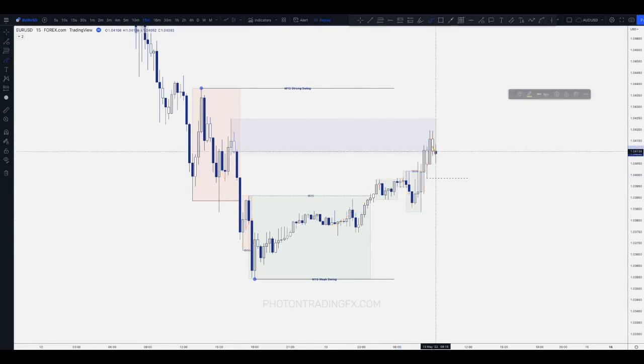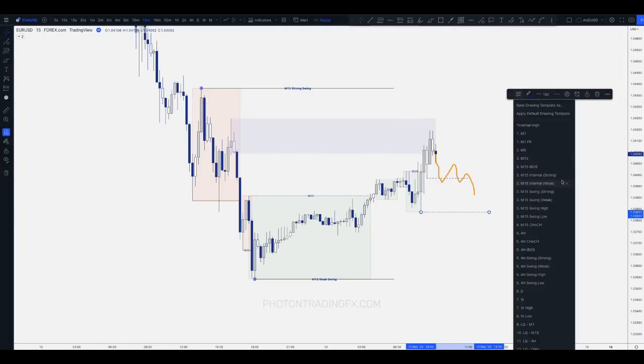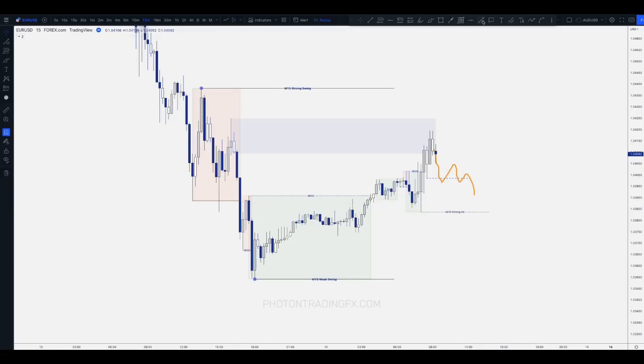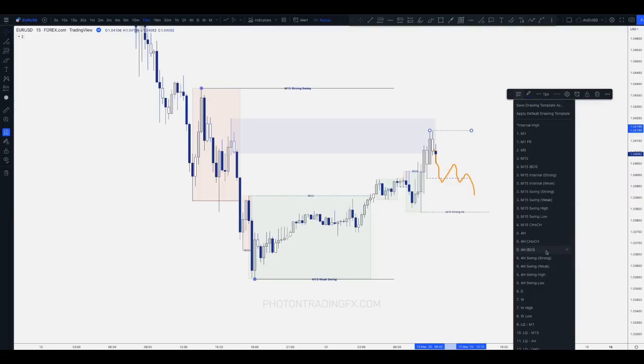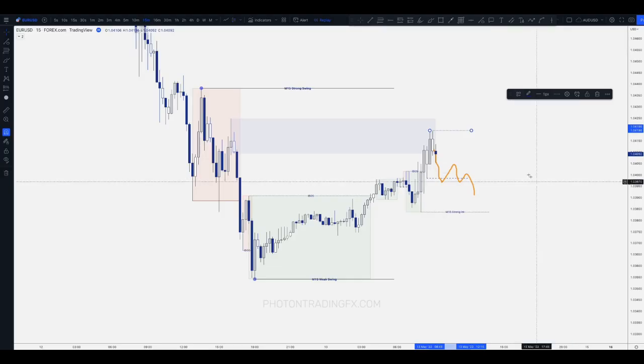So if we were to get this change of character here, it could just be what? In fact, let me use some nice lines that I've got so we can keep track of it even more. That could be the strong internal low, right? And then this would be our weak internal high, right? So this is what I mean by the internal structure.